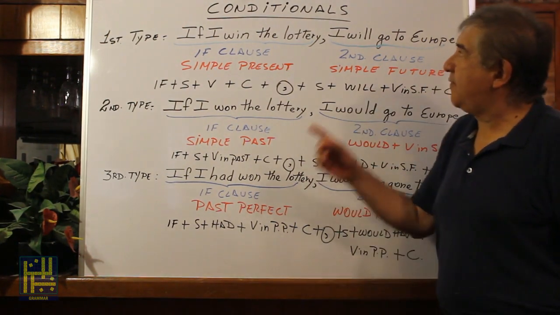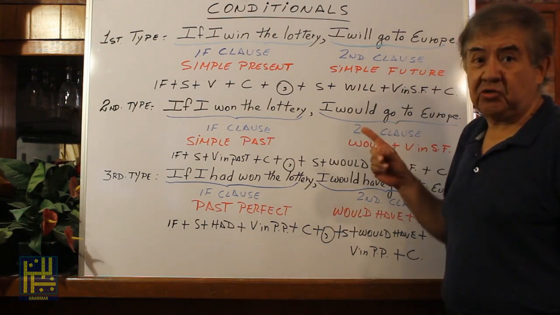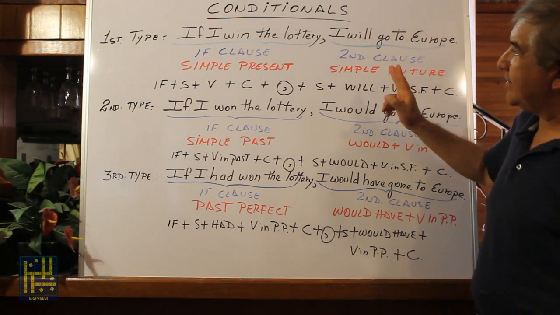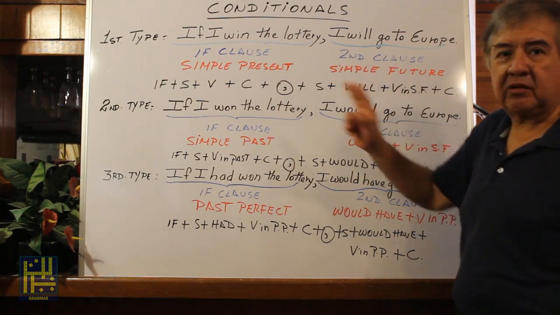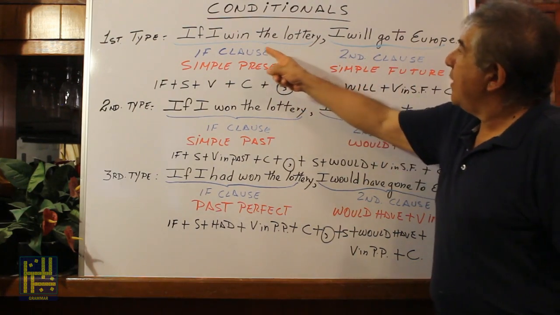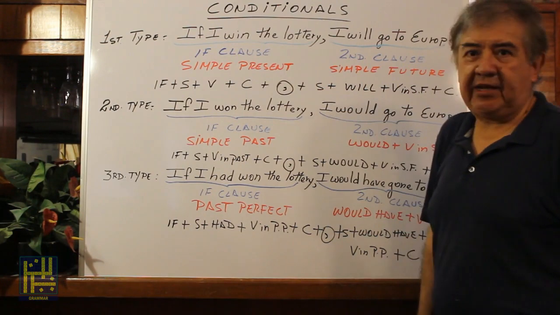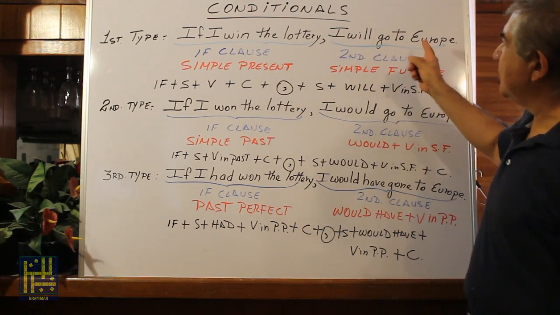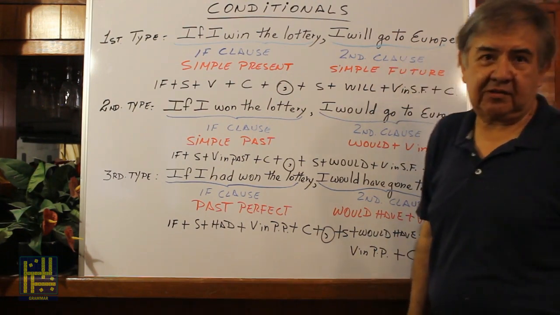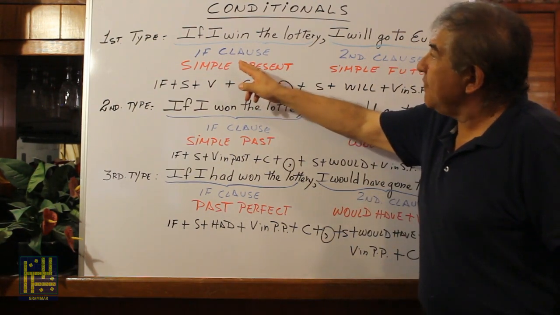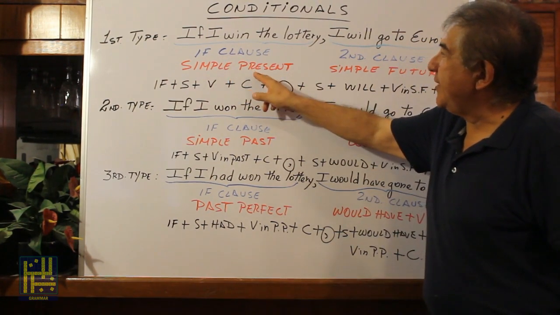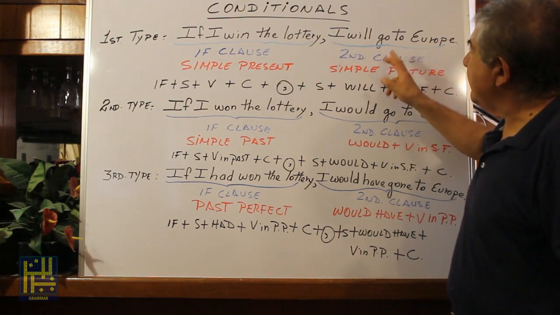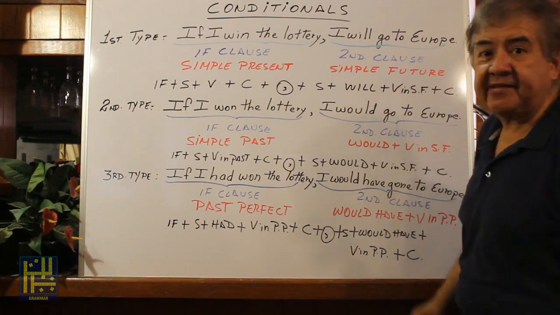It says, if I win the lottery, I will go to Europe. When we have these two sentences, each sentence is called a clause. Where we find the word if, it is called the if clause. And the second sentence is the second clause. The if clause for the first type is in the simple present tense. And the second clause is in simple future.